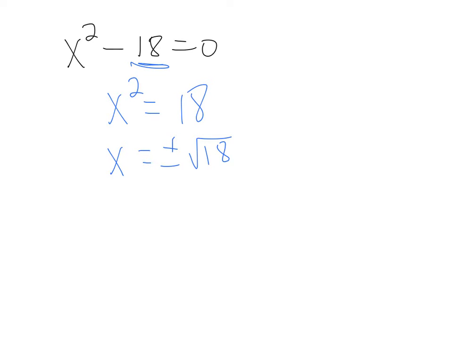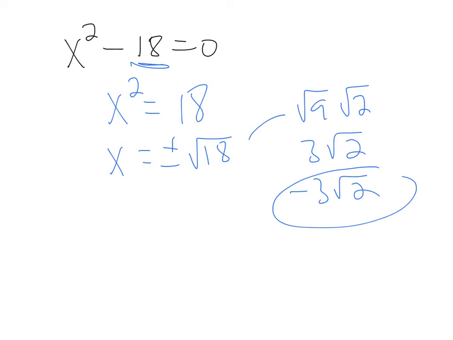And then in this day and age, you could grab a calculator, but I also think it's worth remembering how to simplify a radical. And I know 18 is 9 times 2. And I want to use 9 and 2 and not 6 and 3, because I can take the square root of 9. So that's going to give me 3 square roots of 2. And then because of the plus or minus, the other answer is negative 3 square roots of 2. So those are the best answers.